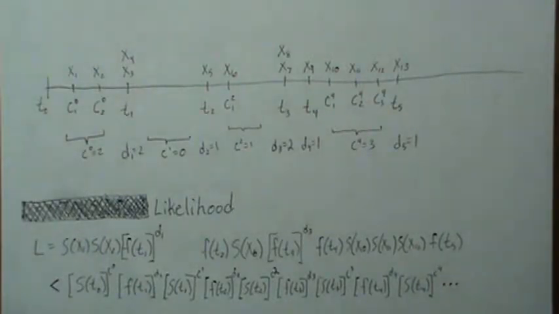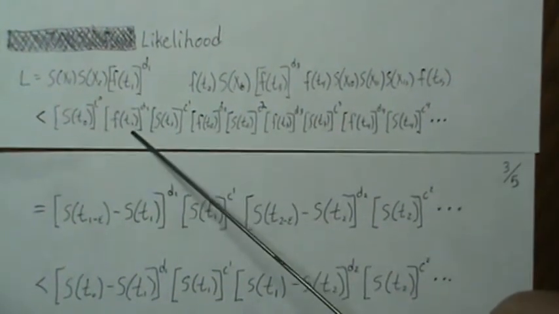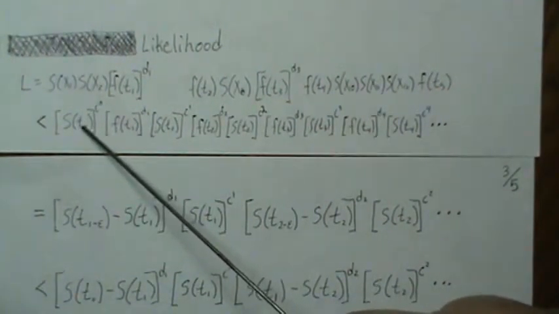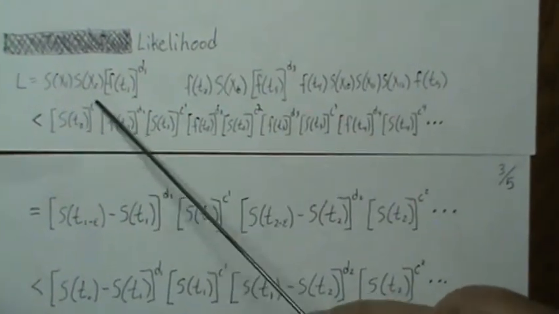Okay, so the next step is we look at these F's. The S of T0, the probability that we're greater than zero, is one, so we can get rid of this piece. And then for the F, if we take the survival function just to the left of T1, so T1 minus epsilon, and then subtract off S of T1, that is F of T1.